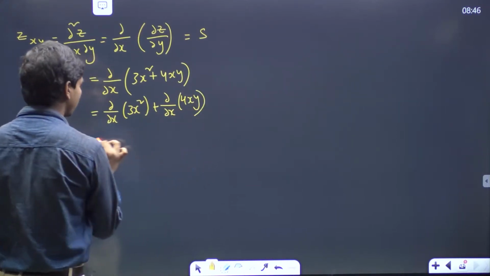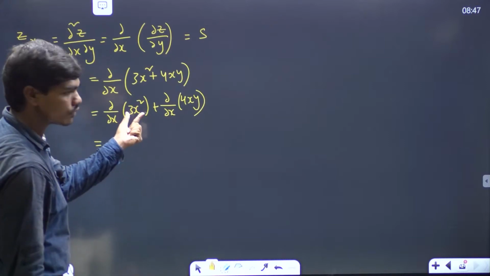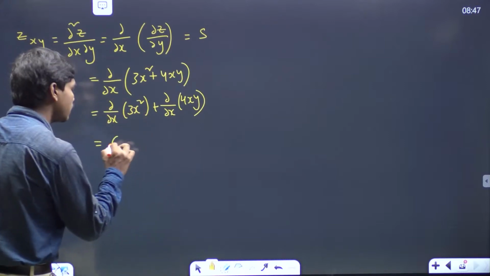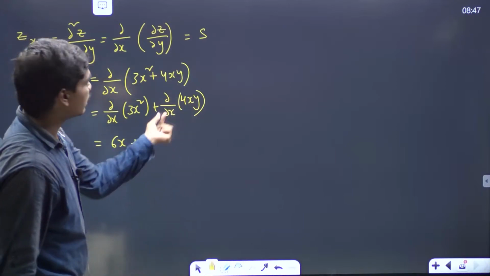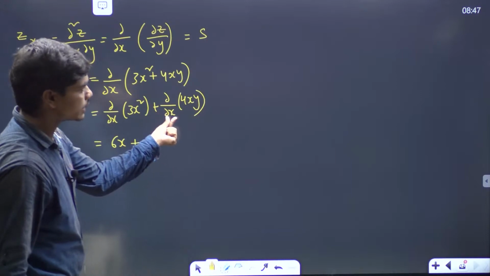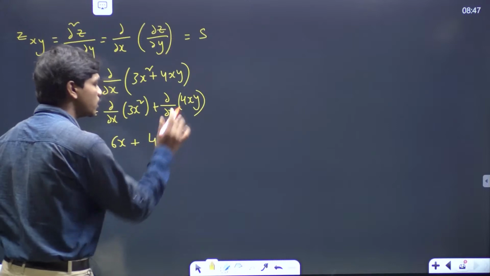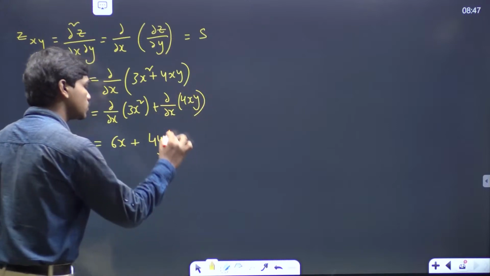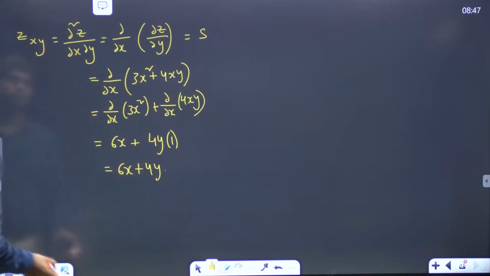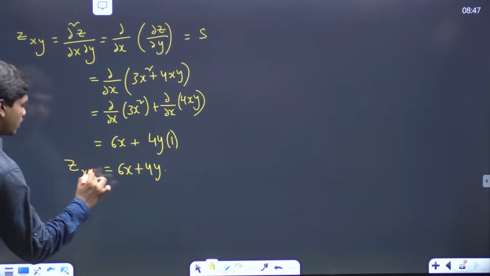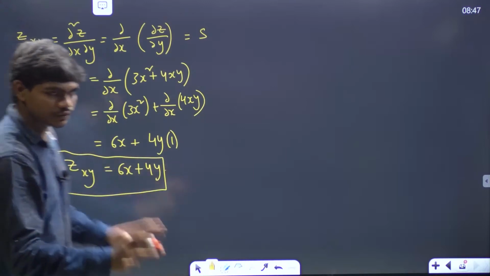So if you see carefully, ∂/∂x of 3x², this is only a function of x. With respect to x, if you differentiate, you have 6x. Plus here ∂/∂x of 4xy: whenever you are differentiating with respect to x, this 4 and y are constants, so this 4y can be written outside into ∂/∂x of x, which is 1. So 6x + 4y is z_xy.